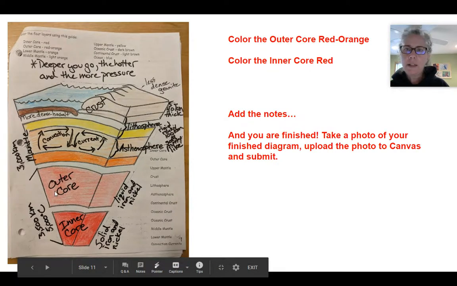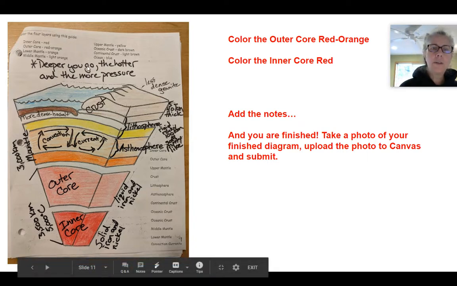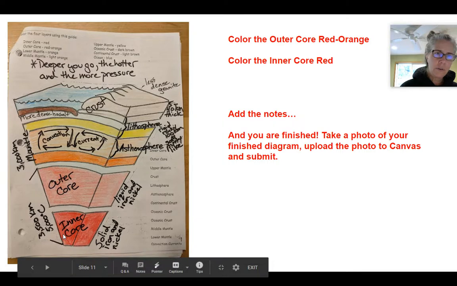Okay, so I would like you to color the outer core a red-orange, color the inner core red, and then we're going to add some notes. So I want you to write on here that the deeper you go into the earth, the hotter and the more pressure there is. I want you to label the crust, the mantle, outer core, inner core, and then there are some other notes here.